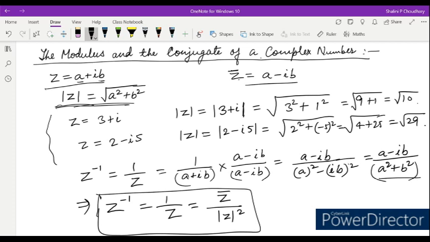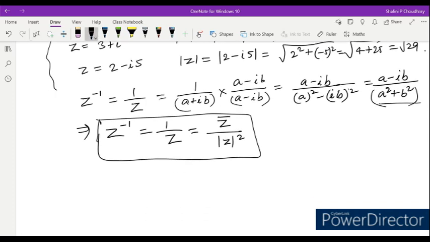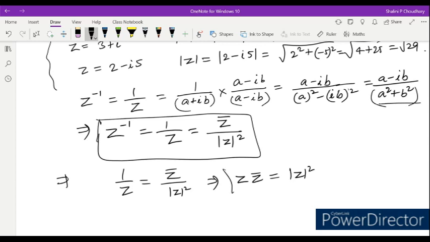In another way, we can also write it like this: 1 upon z is equal to z bar upon modulus of z square. It means, if we do cross multiplication, z into the conjugate of z will be equal to modulus of z square.